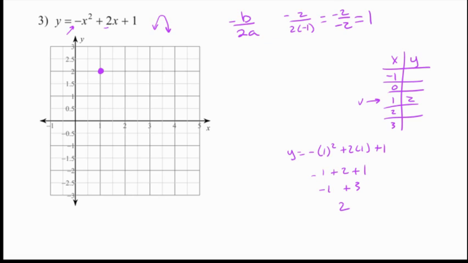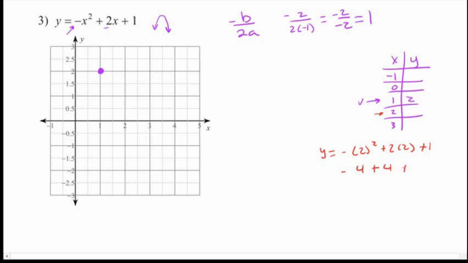Okay, I'm just going to erase this to give us a little more space. So again, I'm going to plug in another number. I'll plug in 2 into my equation to find out what we get. Negative 2 squared plus 2 times 2 plus 1, negative 4 plus 4 plus 1. These become 0, and so I just get 1. So (2, 1) is my next point.